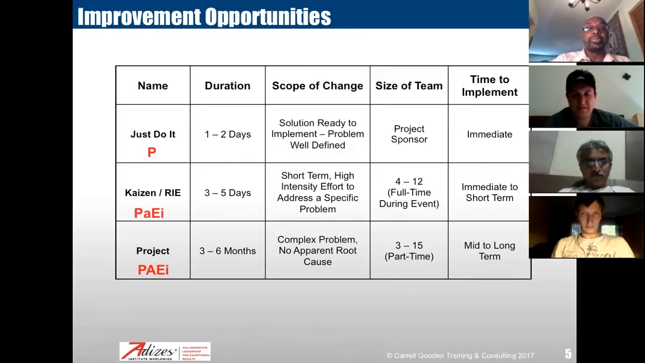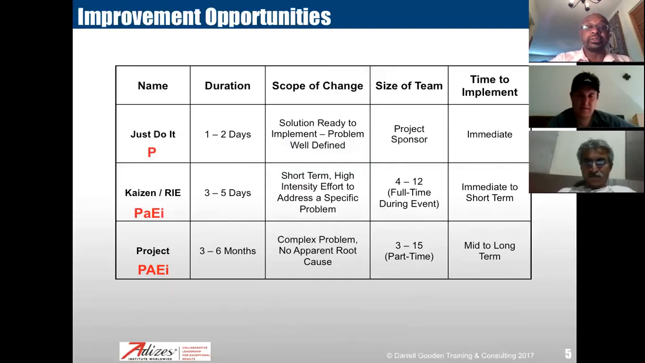So the scope of change with the Kaizen, and this was me interpreting what a Kaizen is. I'd like to hear you guys' thoughts. This is essentially a small team, 6 to 8 people. It's short term in terms of the scope of the work. This should be something that these 6 to 8 people, who are the people who actually do the work, maybe with a conduit from another organization with similar interests in that function, in that process, so to speak. Short term, high intensity effort to address specific problems. There's something well defined here.